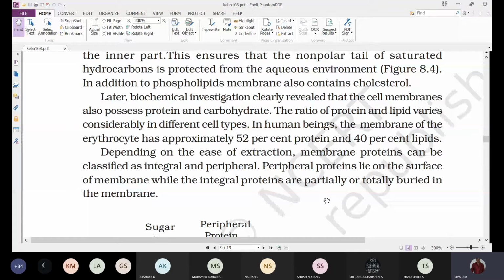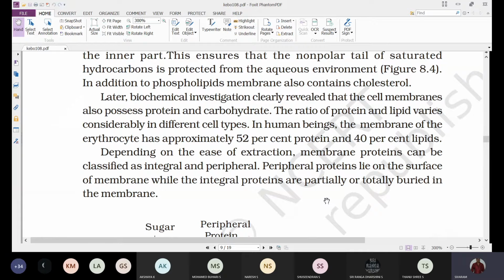The ratio of protein and lipid varies considerably in different cell types. That means the cell membrane in all organisms is made up of lipids and proteins, but the difference is their percentage of composition. That is, the ratio between protein and lipid varies considerably in different cell types.